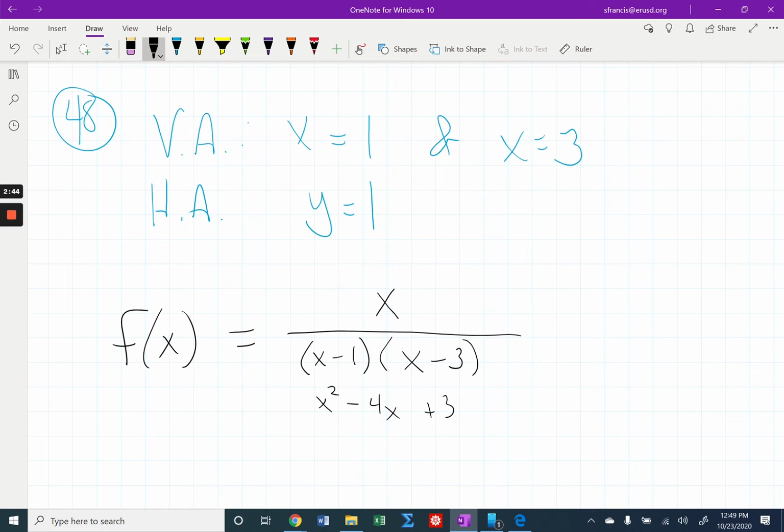So one thing I can do to change that is just shift it up 1 unit. I can put a plus 1 out here. Now it has a horizontal asymptote of y equals positive 1.